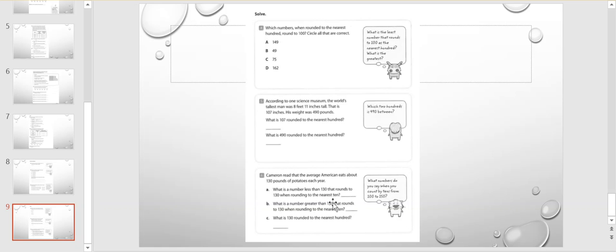What is a number greater than 130 that rounds to 130 when rounding to the nearest 10? Again, we're looking at the tens place now. So go to tens, check next door. What is 130 rounded to the nearest 100? This last one is checking rounding to the nearest 100. So be careful on number 6. That one's kind of using the beginning that we learned about rounding to the nearest 10 and the end when we learned about rounding to the nearest 100.